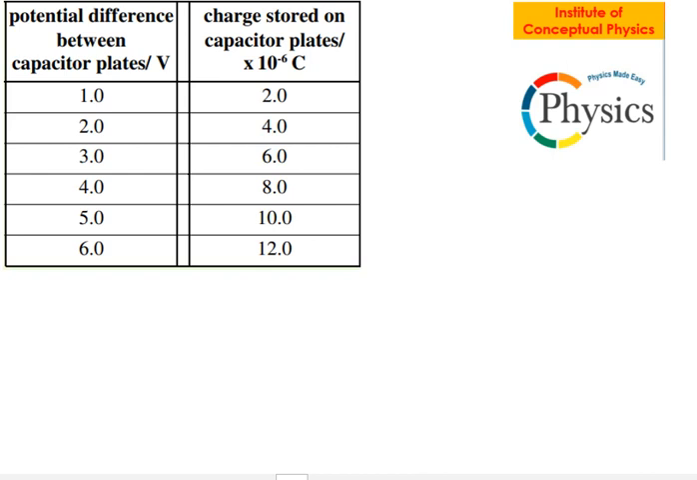Now, if you see this question, there is some data available to you between the potential and the charge. So the question is, what does this data represent?